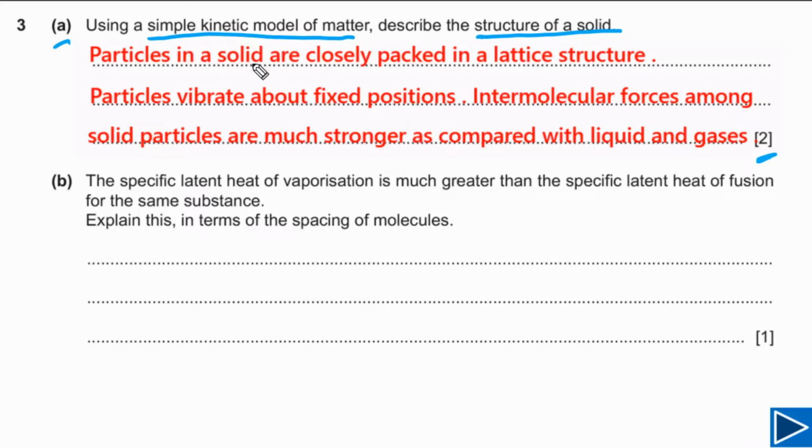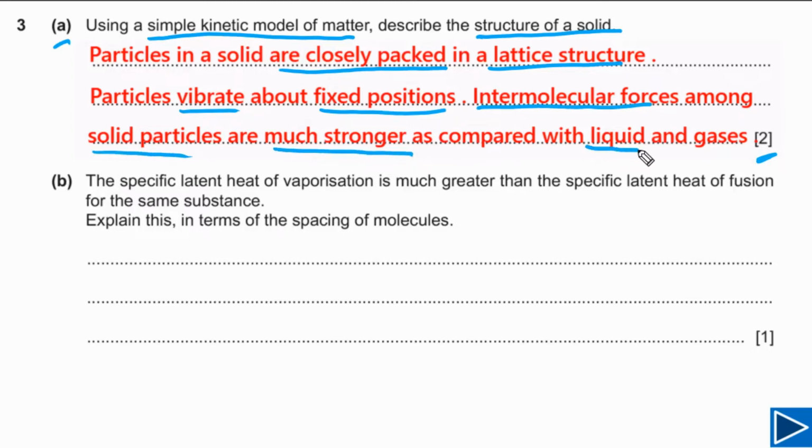You can see in this answer I have mentioned that particles in a solid are closely packed in a lattice structure. Particles can vibrate about fixed positions, but they do not change their positions relative to each other. I have also mentioned that intermolecular forces among solid particles are much stronger than intermolecular forces among liquid and gas molecules. For part B, it is given that the specific latent heat of vaporization is much greater than the specific latent heat of fusion for the same substance.